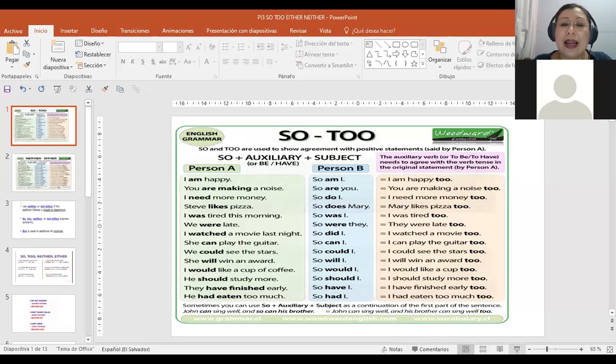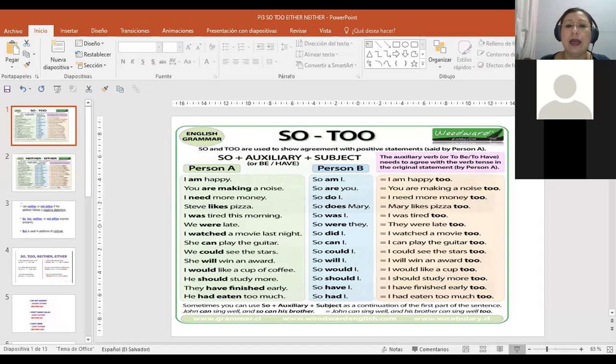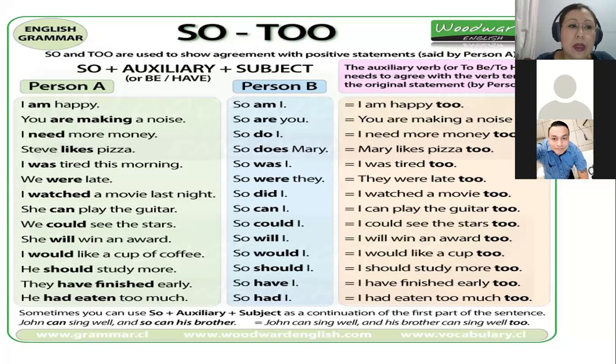Okay, thank you. Last night we started to introduce the words so and to. And we said that for person A, for example, you can say, I am happy. It's the person that expresses the feeling or the emotion. And then the other person is the one that supports the idea, okay? So the word so and to is to say that you agree with the positive statement said by the person, okay?